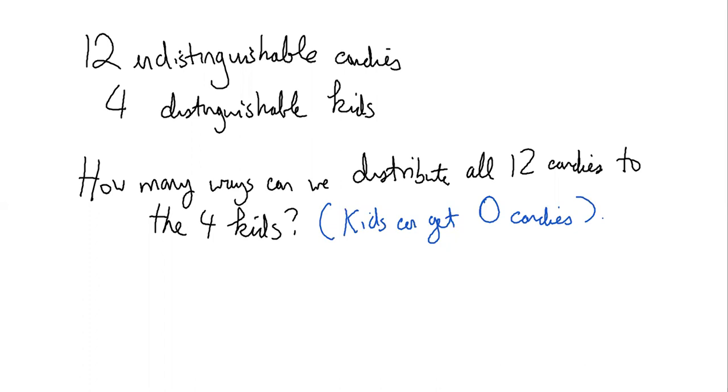So the question is, how many ways can you do it? Well, Aaron, it's not 12 choose 4, because that would be just choosing 4 candies to distribute to the kids, so choosing 4 candies out of the 12. But you're not choosing 4 candies here. You're choosing to distribute 12 candies amongst 4 kids.